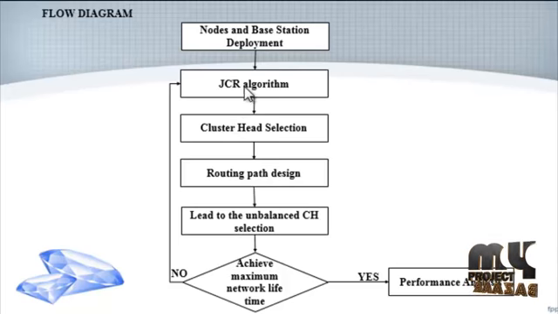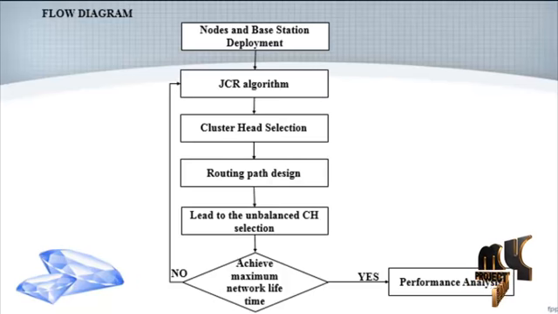Then we implement the JCR algorithm, the joint clustering and routing algorithm. Using the JCR algorithm we select the cluster head and design the routing path. The comparison of cluster heads and joint routing path design may lead to unbalanced cluster head selection. Is the maximum network lifetime achieved? If yes, the performance analysis is designed. If no, the JCR algorithm is applied again.